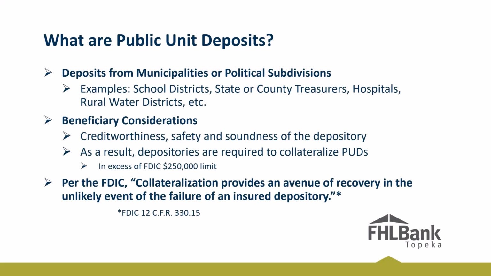And just the rules behind public units and why they must be secured. You can see there, per the FDIC, public unit deposits must be insured over that $250,000 FDIC limit. In the unlikely event that a depository bank, credit union, any financial institution were to fail, the FDIC doesn't want to negatively affect the municipality as well, so that is why we are required to insure their deposits over that $250,000 mark.